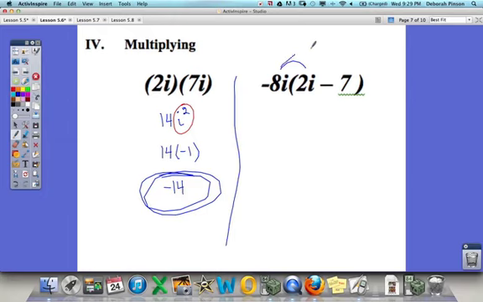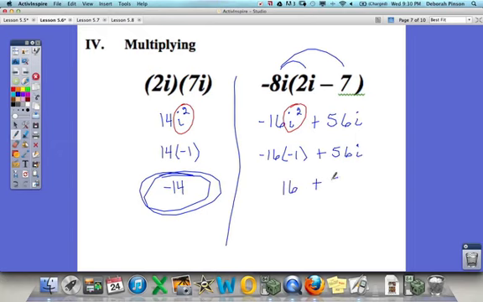I'm going to distribute here. So I have negative 16i squared plus 56i. Two negatives make a positive. Alright, now the i squared is negative 1, so let me plug that in. And then this one's not squared, so I'm going to leave that i. So I'll have positive 16 plus 56i.